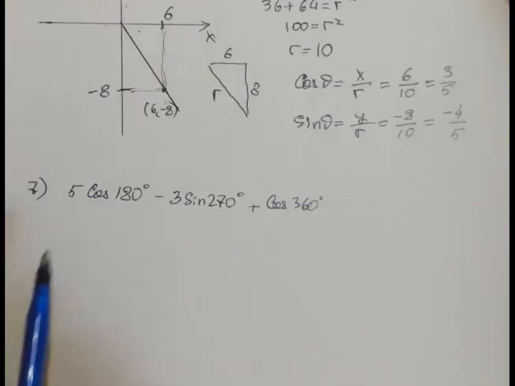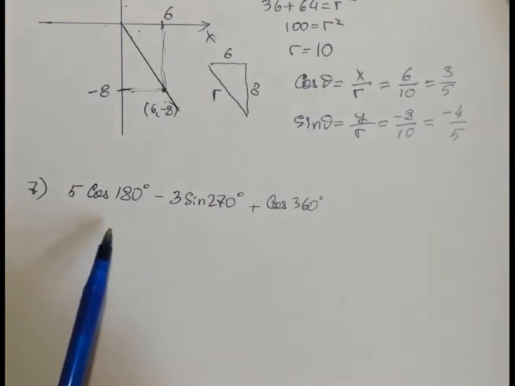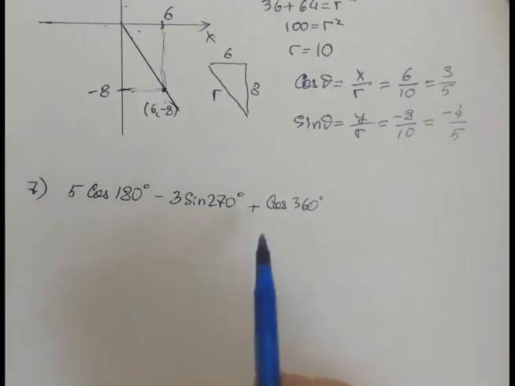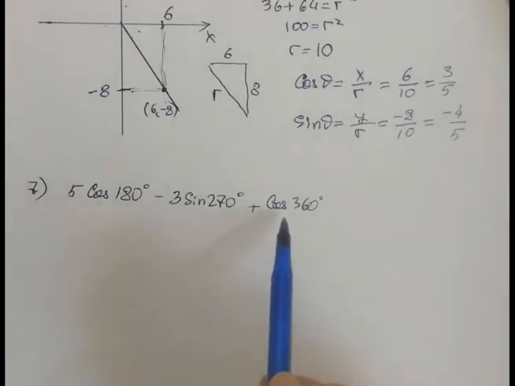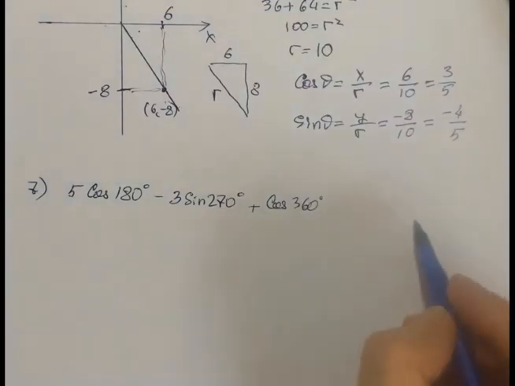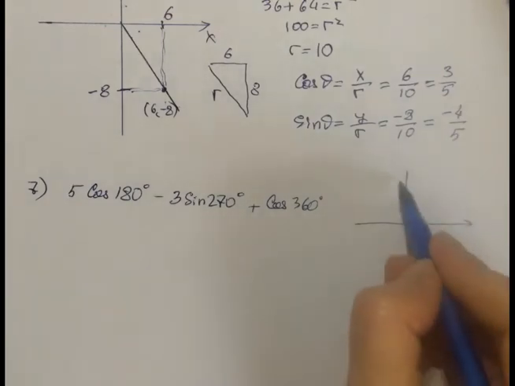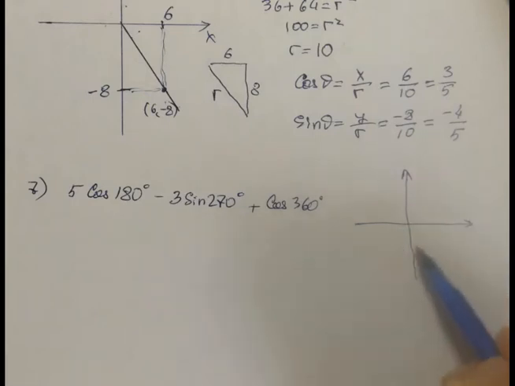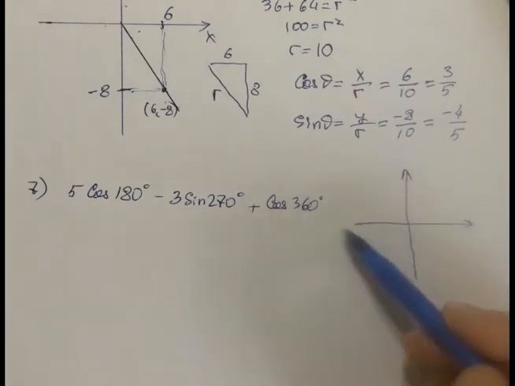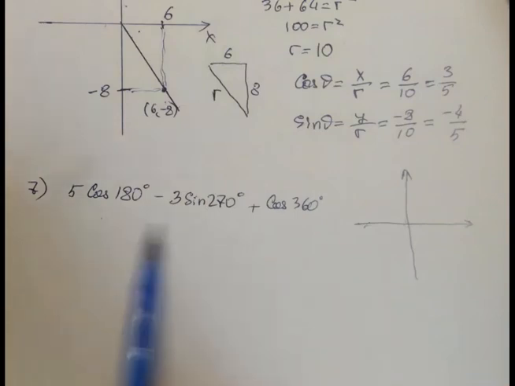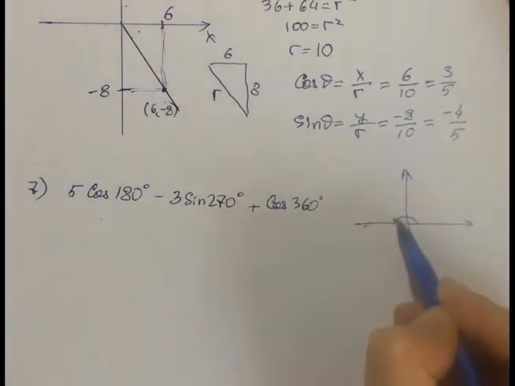Let us evaluate the following expression: 5 cosine 180 degrees minus 3 sine 270 degrees plus cosine 360 degrees. All 3 angles are quadrantal angles. So on the unit circle, the terminal side of each of these angles is on one of the axes, positive or negative. Let us start with 180. 180 is a straight angle.